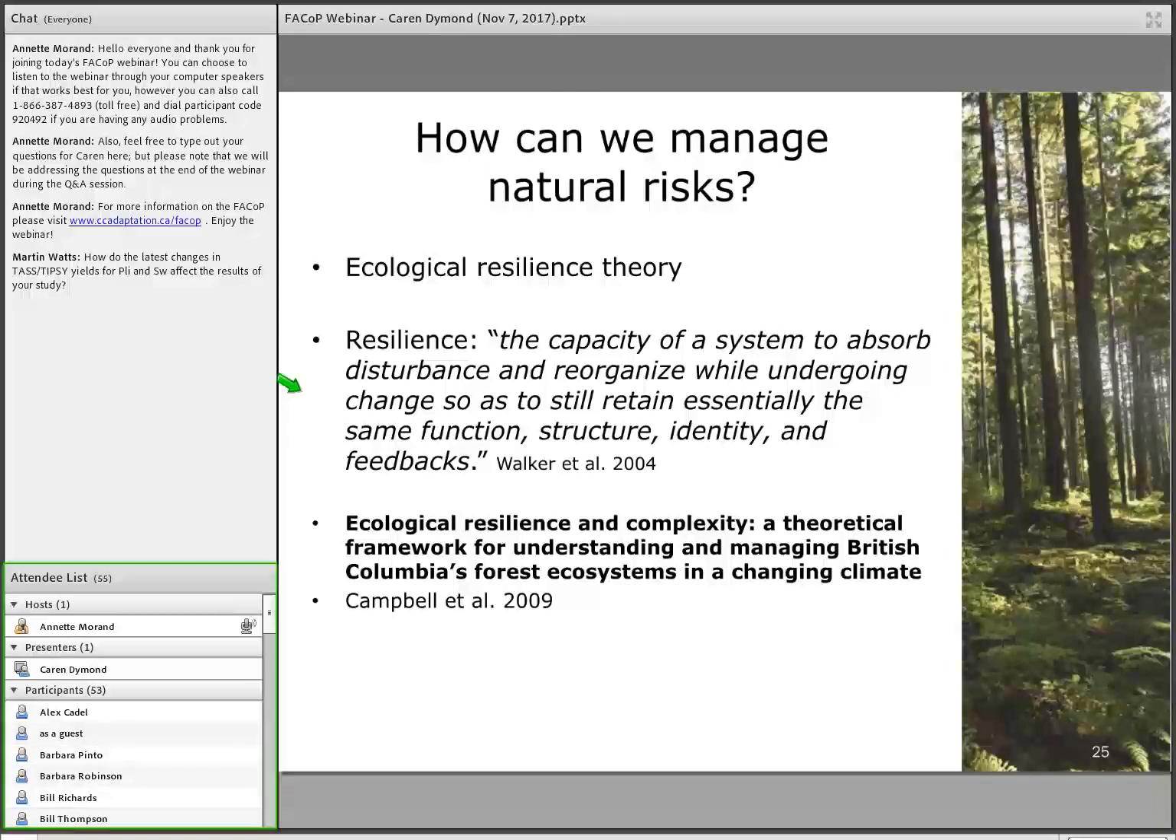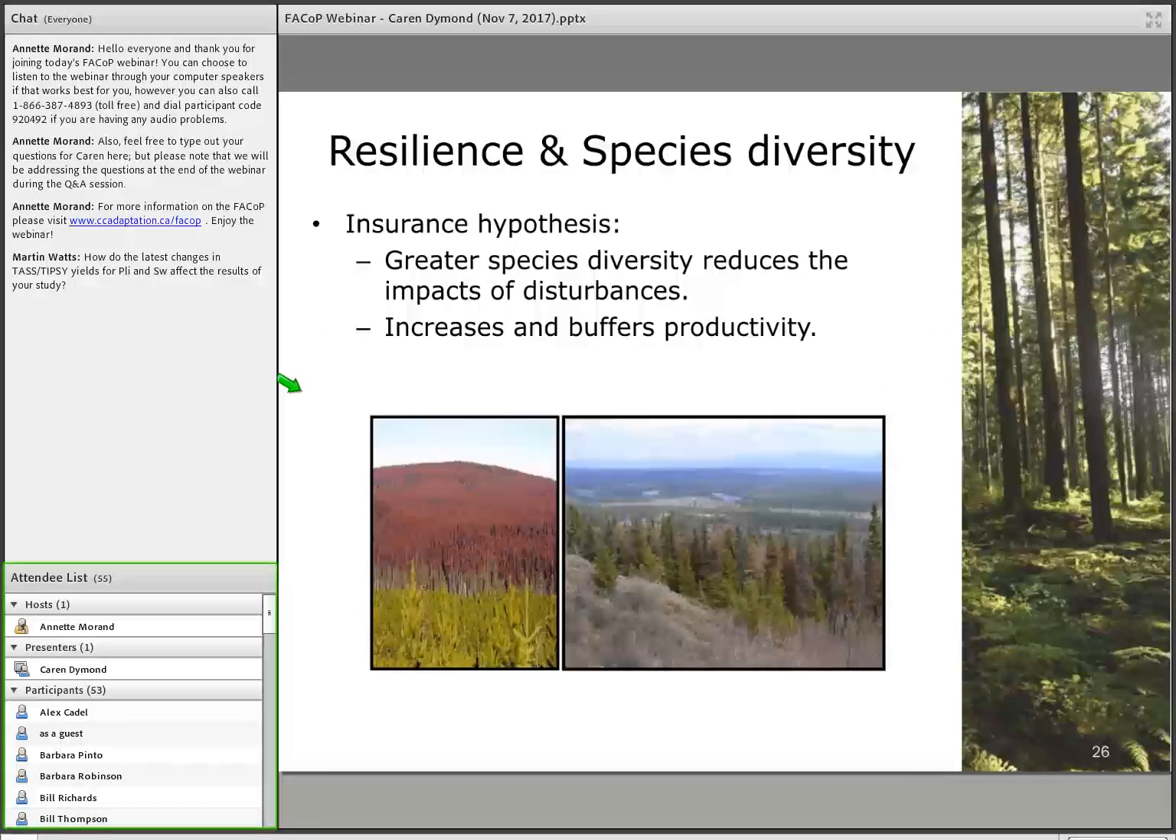Resilience, you can see the definition here, but it's basically: you have a spruce fir forest, it burns in a wildfire, it naturally comes back as a spruce fir forest. That is a resilient ecosystem. If it comes back as moose habitat, willow, brush, that is a failure of resilience.